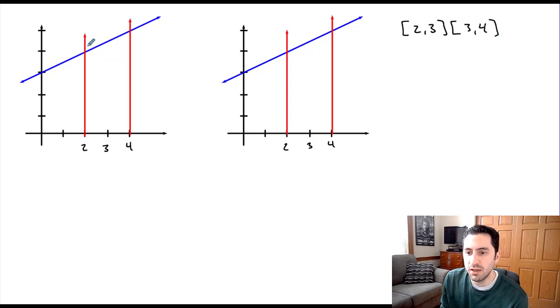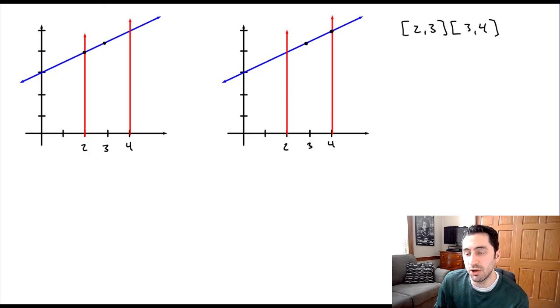Now using the leftmost points, within this first interval from 2 to 3, we want to use a height at the point x is equal to 2. And then for our second interval from 3 to 4, we're going to use a height at the point x is equal to 3. If we use the rightmost points, for the first one, the rightmost point is going to be at x is equal to 3. And for the second interval, the rightmost will be at x is equal to 4.